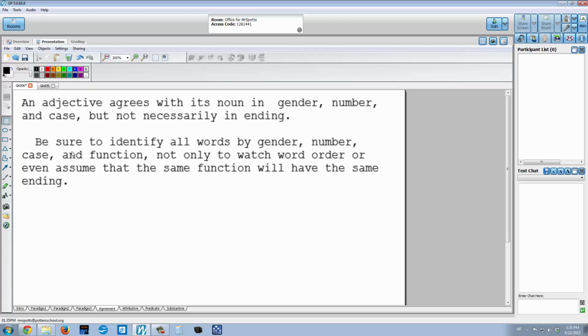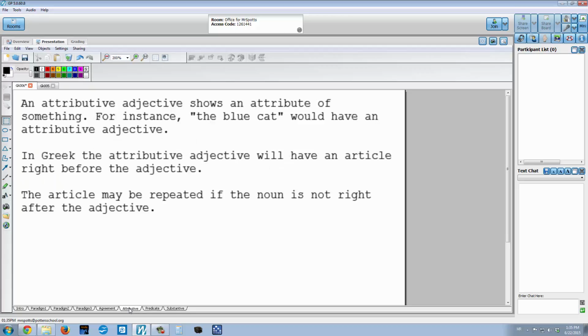Be sure, as you're working with nouns, to identify them by gender, number, case, and function, and don't only watch word order or assume that the same function will have the same ending. Make sure that they agree in gender, number, and case, but not necessarily in ending. Now adjectives can be used in 3 basic ways. Way number 1 is an attributive adjective. An attributive adjective shows an attribute.